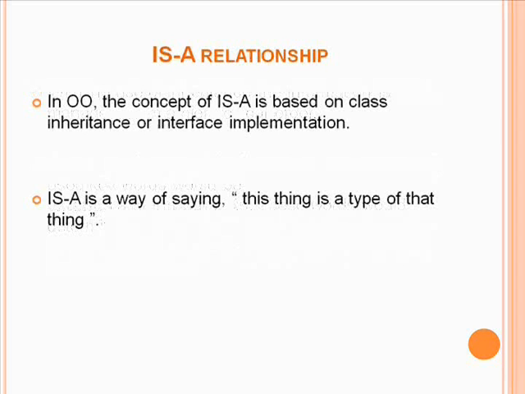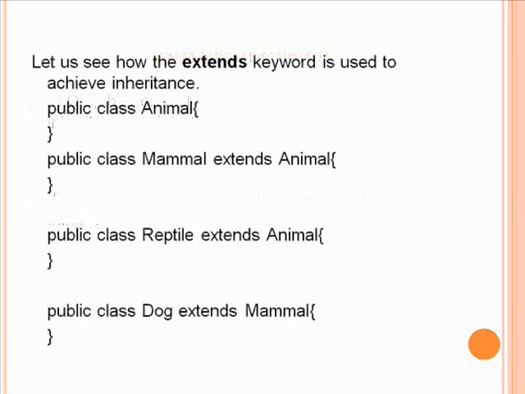Is-a relationship. In OO, the concept of is-a is based on class inheritance or interface implementation. Is-a is a way of saying this thing is a type of that thing. According to this code, we can say that mammal is an animal, reptile is an animal, and dog is a mammal.